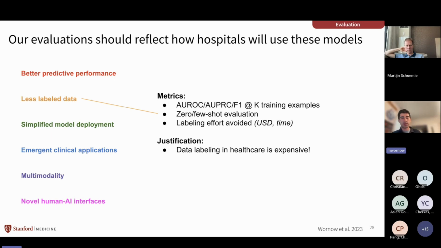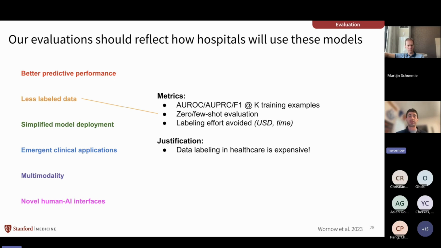For the less labeled data thing, it's similar to what I mentioned before. And I think you could see this in the graph from Ethan's paper as well. You want to be looking at these metrics at K training examples, right? For a lot of clinical settings, you only have 100 or 200 or 1,000 labeled examples.